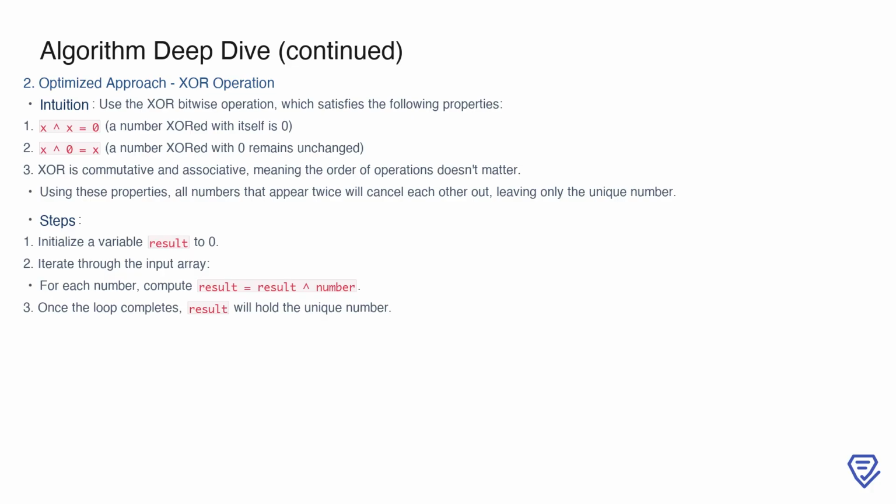To implement this, we initialize a variable called result to 0. As we iterate through the array, we compute the XOR of result with each number in the array. Once the loop is complete, result will contain the unique number. This method eliminates the need for additional data structures and operates in O(n) time with O(1) space.